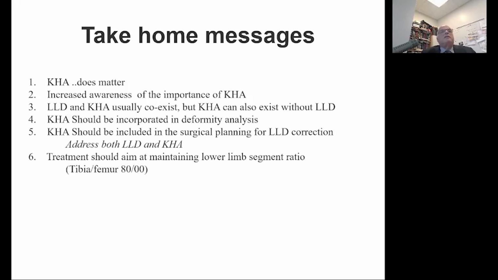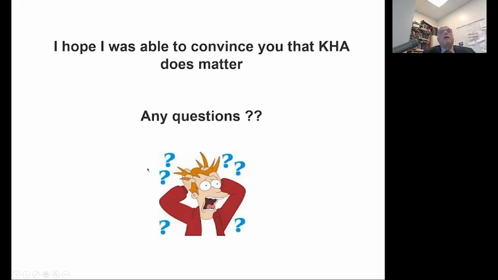So the take-home message is knee height asymmetry does matter. We should be aware of the importance of knee height asymmetry. The LLD and the knee height asymmetry can coexist, but knee height asymmetry can exist without LLD. And we believe that it should be incorporated in the deformity analysis as a fifth deformity, and it should be included in the surgical planning for LLD correction. And the aim should be a final lower limb segment ratio, tibia to femur, equal to 80 over 100.